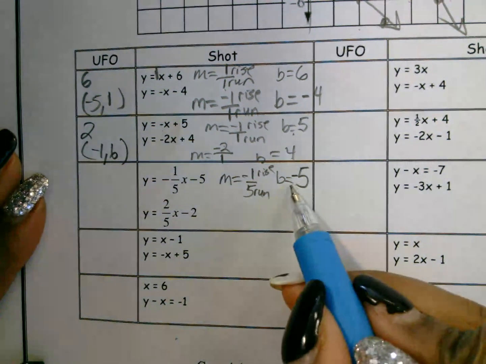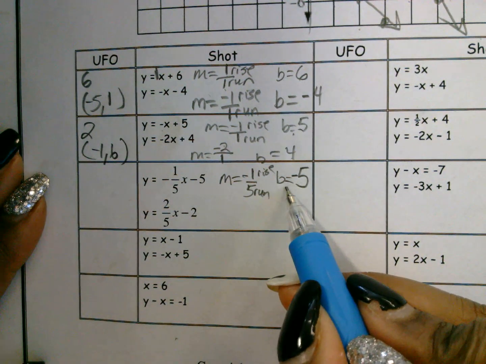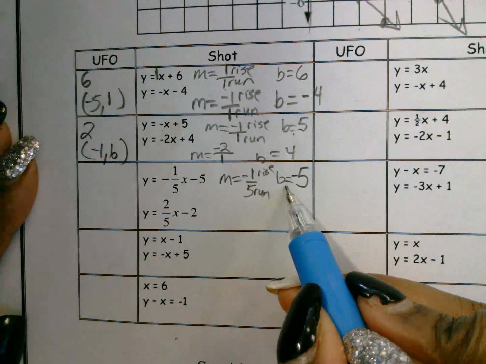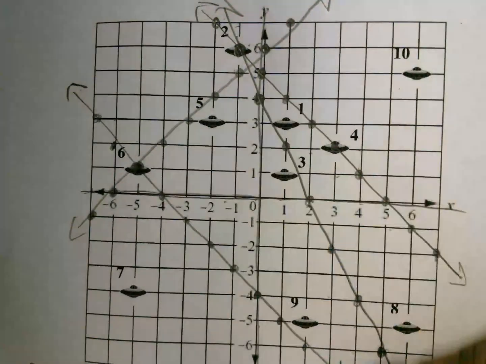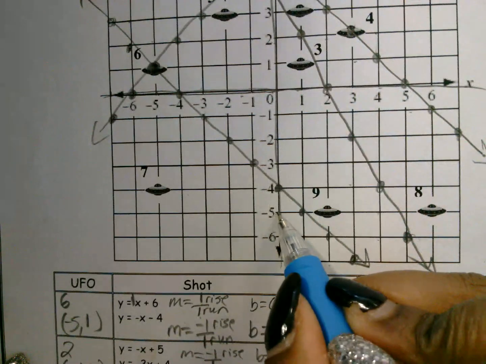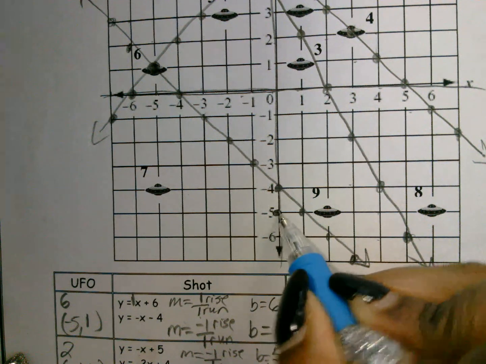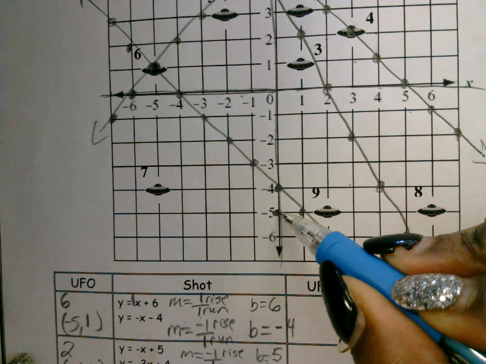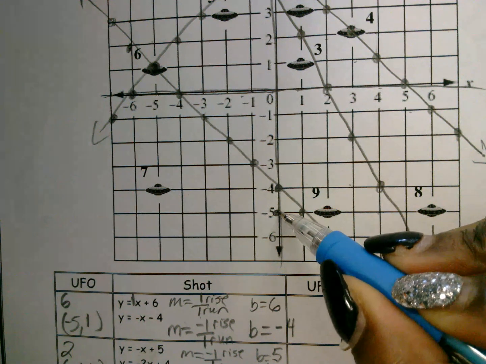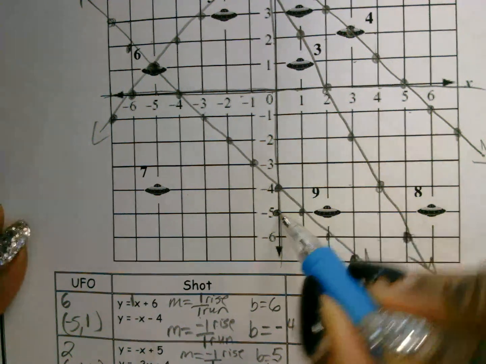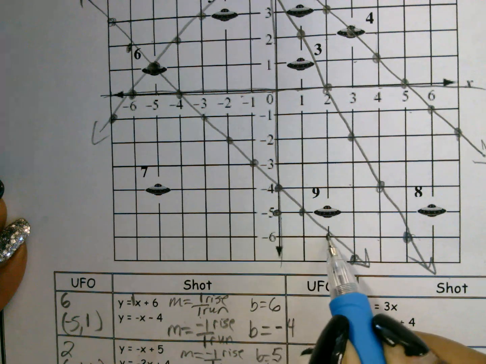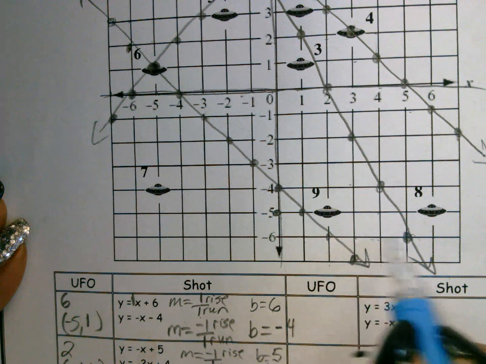So now we're going to find -5 on the y-axis. Riley, we're going to find -5 on the y-axis. This is the y-axis. -5 is right here. Are you okay? So now we're going to use the slope. That's down 1 and to the right 5. So from here, go down 1 and to the right 1, 2, 3, 4, 5.